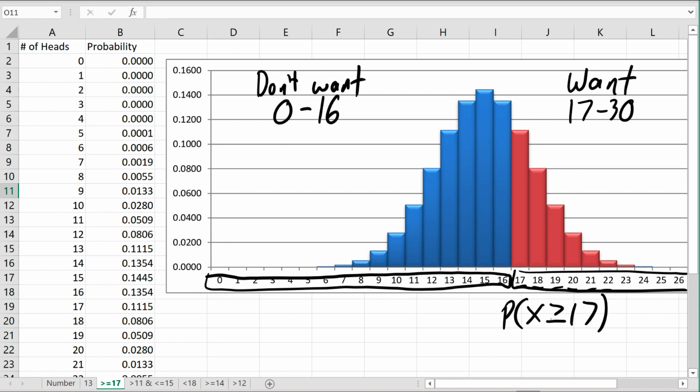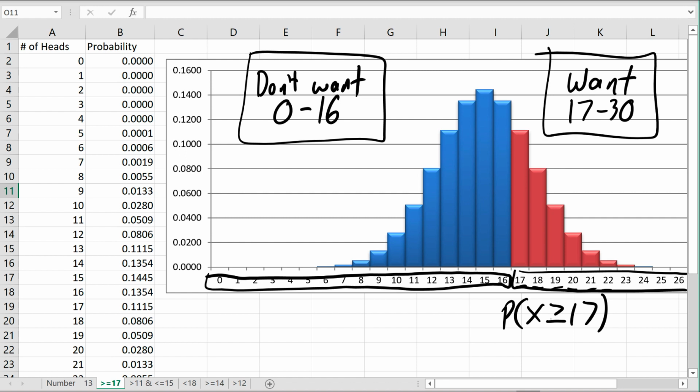So I strongly recommend, while you're first learning how to do these, always write out what it is that you want and what it is that you don't want included. It will really, really help because these can get really, really tricky. All right, so let's find what we don't want first because that's what our calculator can find us, a number or fewer. So 0 through a number, that's the only thing our calculator can find us. Can't find us a number or greater or between two numbers.